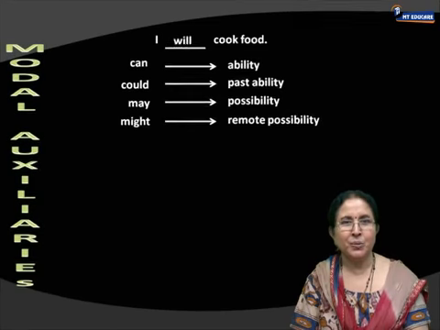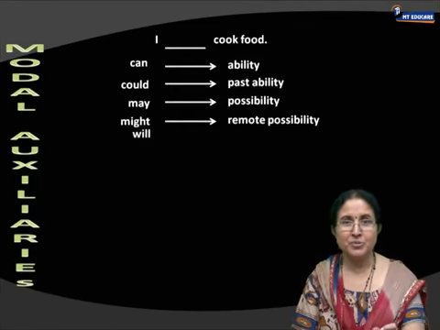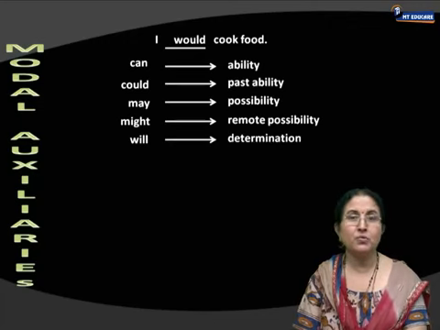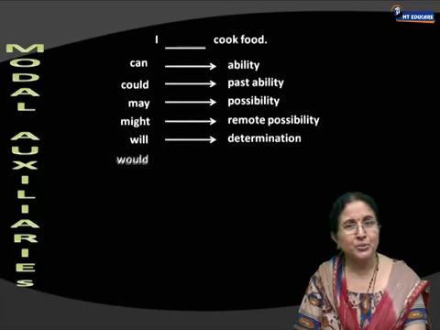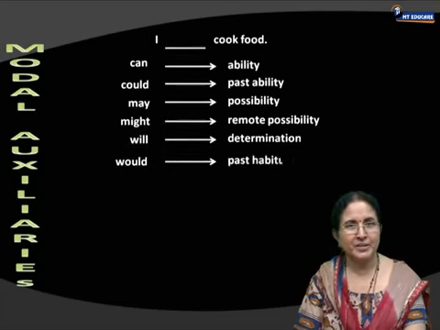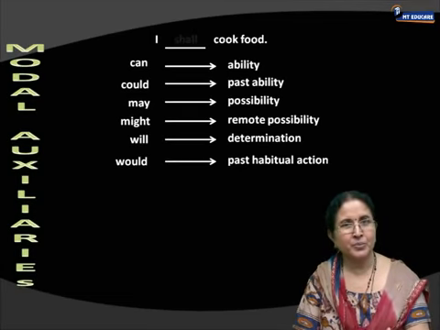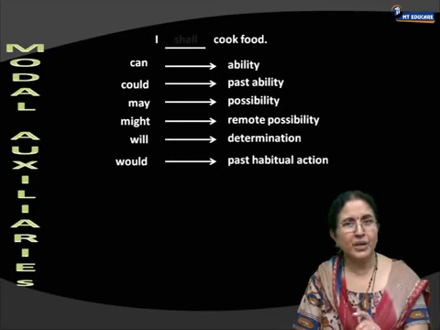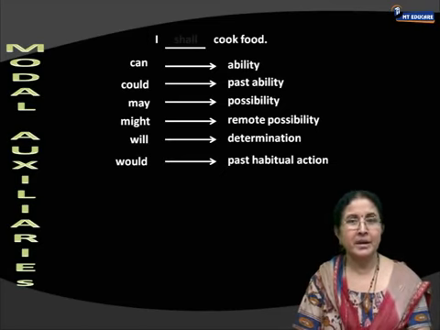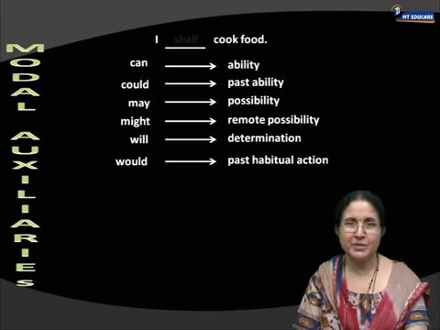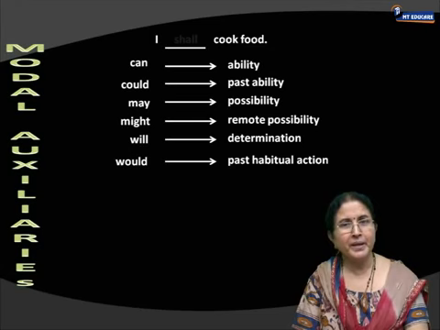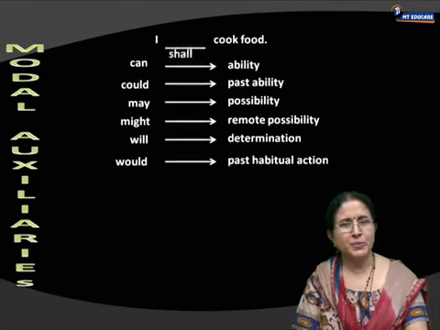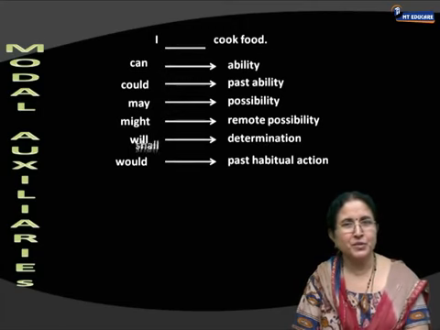Okay, now we come to will. I will cook food. This refers to, I am determined. I will cook food today for you. Next, I would cook food refers actually to past habitual action. I'll refer to it when we get across another word, used to. I used to cook food. I would cook food. When I was in the 8th standard, I would cook food sometimes. So it refers to that meaning. Now, I shall cook food. This shows here future. When I grow big, I shall cook food. Maybe next week, I shall cook food. So it refers to future.